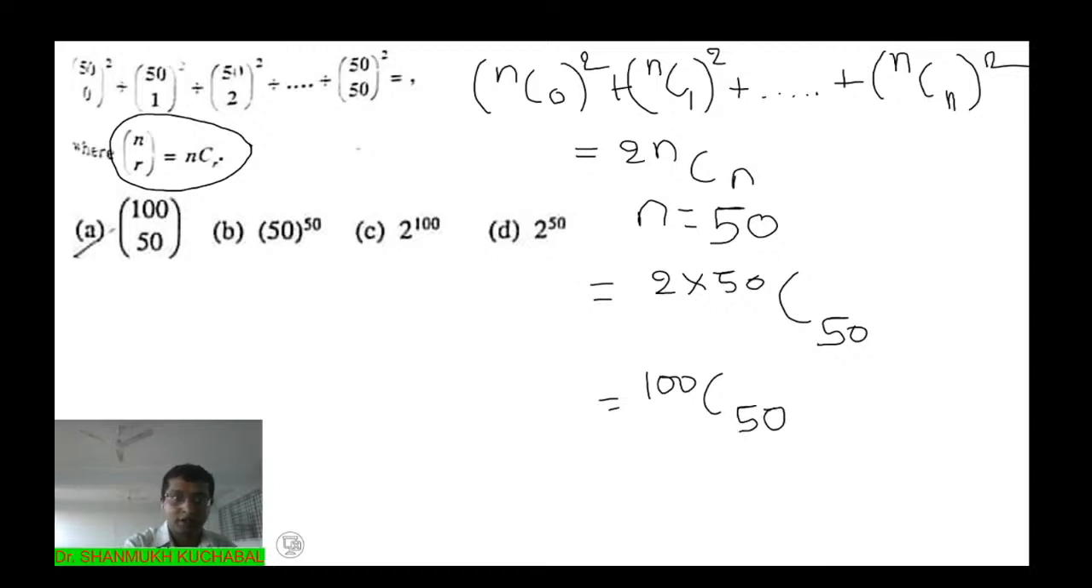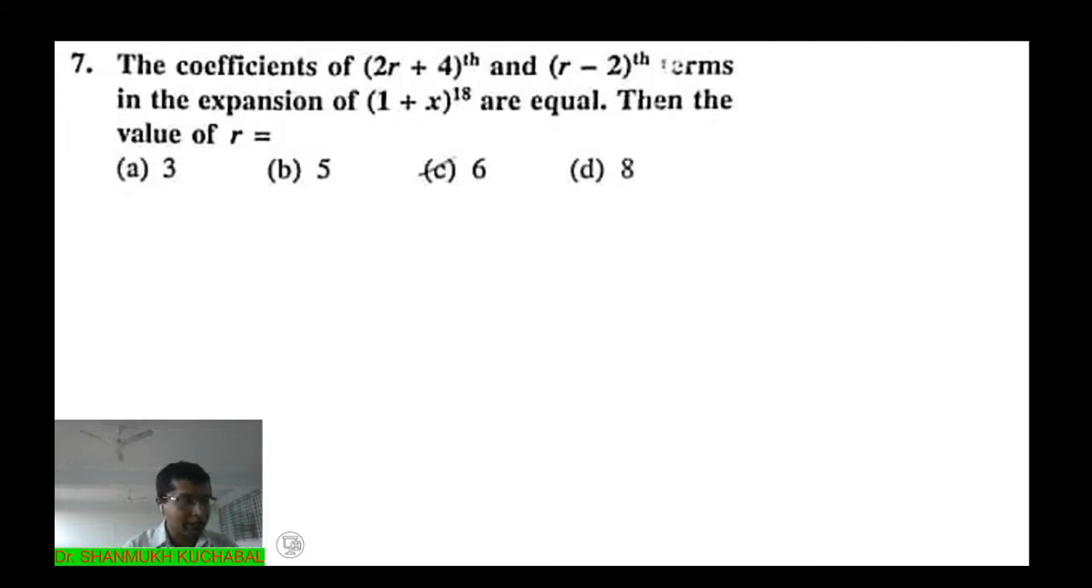Okay, this option is not there, so I use this notation back. So this can be written as nCr, that is 100 C 50 here. Therefore option A, 100 C 50, is the right answer. We'll move to our next example.